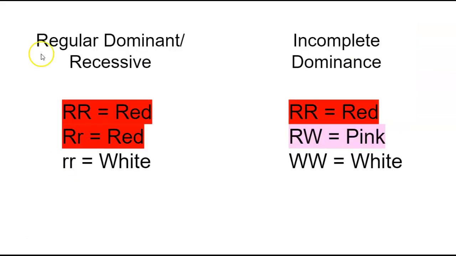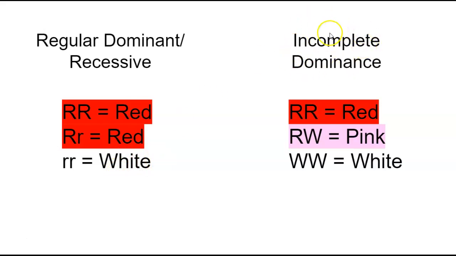So in our normal dominant and recessive problems, like we did previously, we have a dominant gene and a recessive gene. Dominant, we use a capital R, recessive is lowercase. And as long as they have one dominant gene, they're going to end up being the dominant phenotype, red. If they have two recessive, then they're going to end up being the recessive gene color, which is white.